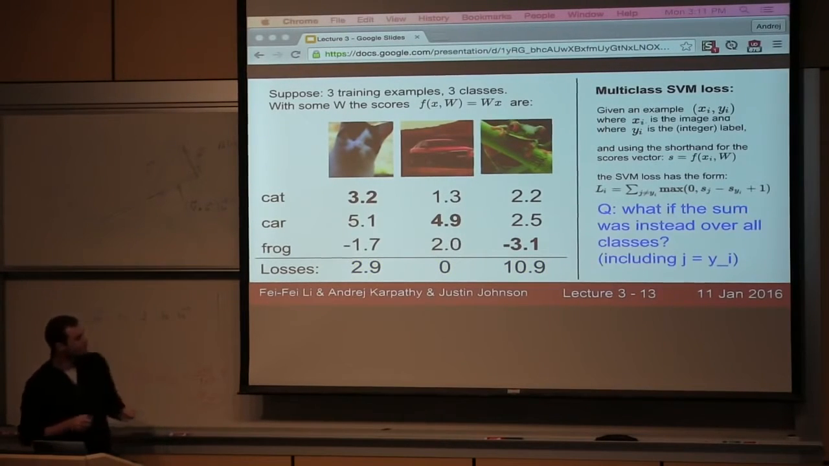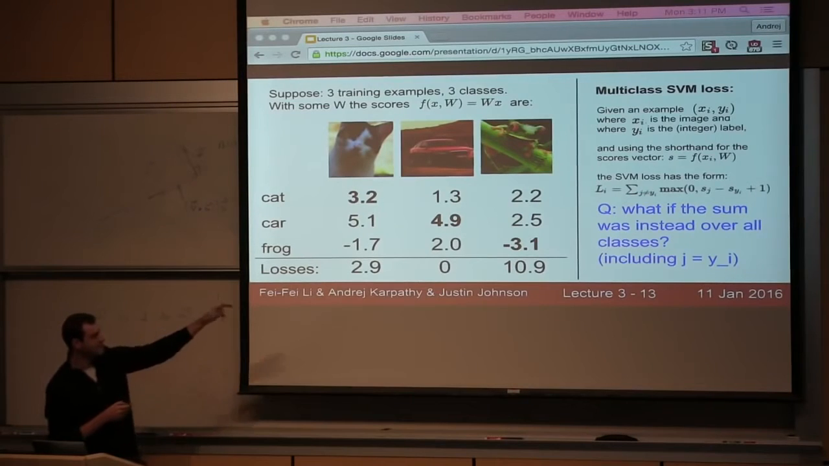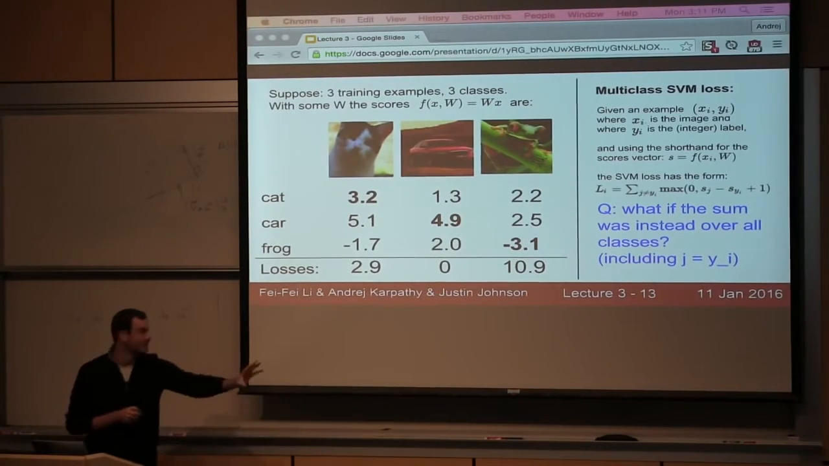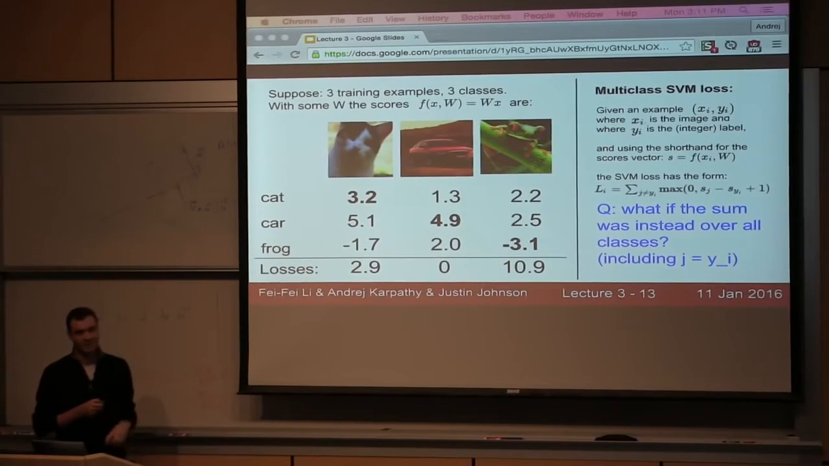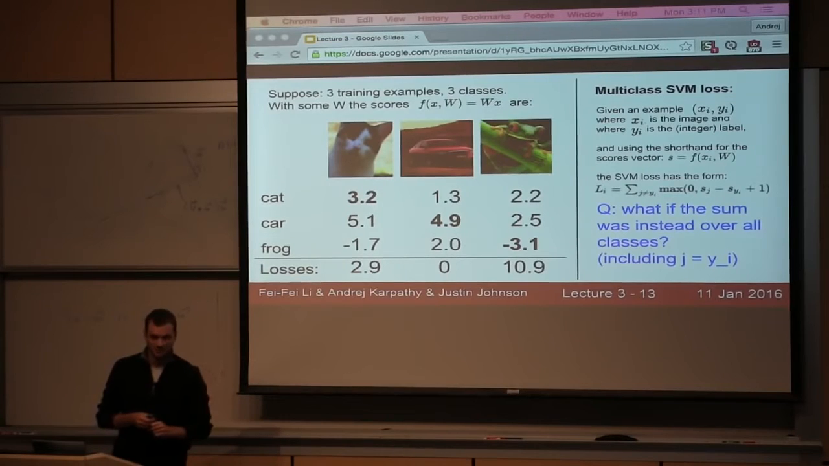First of all, what if that sum over there, which is the sum over all the incorrect classes j, what if that was instead a sum over all the classes, not just the incorrect ones? So what if we allowed j to equal yi? Why am I actually adding that small constraint in the sum over there? Sorry, go ahead. You're adding the delta to the 1.